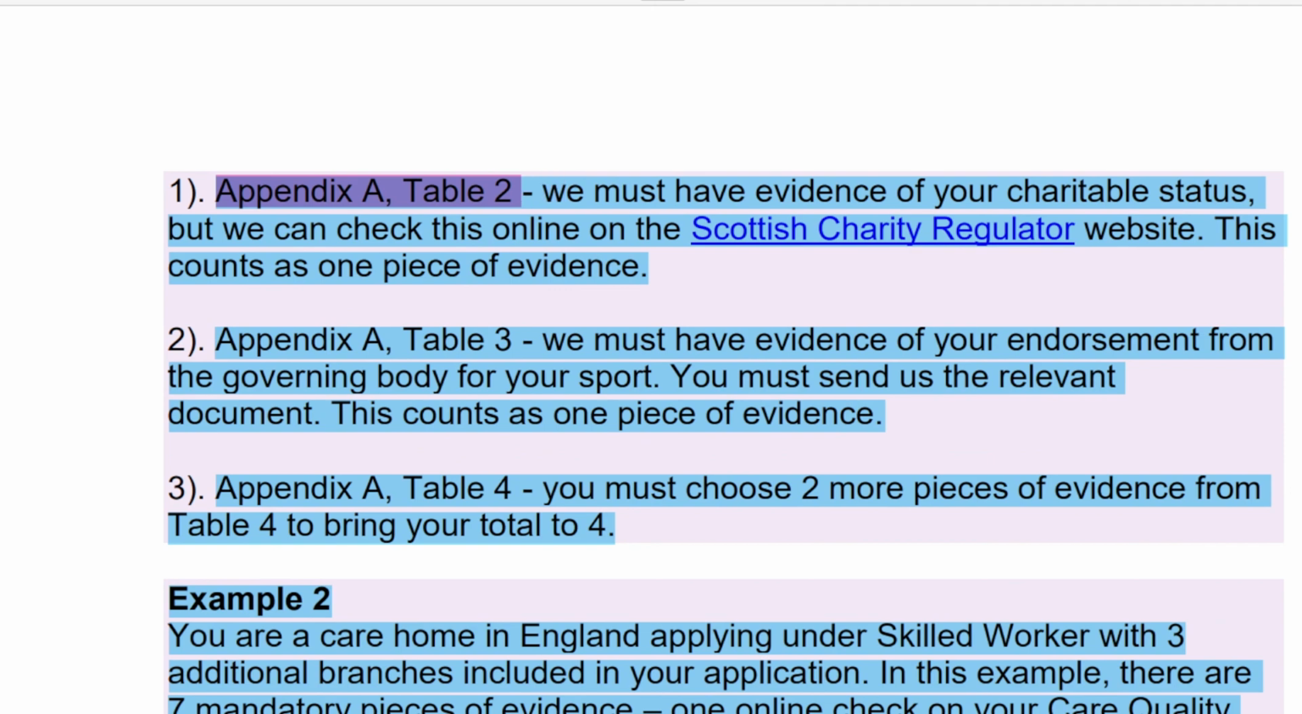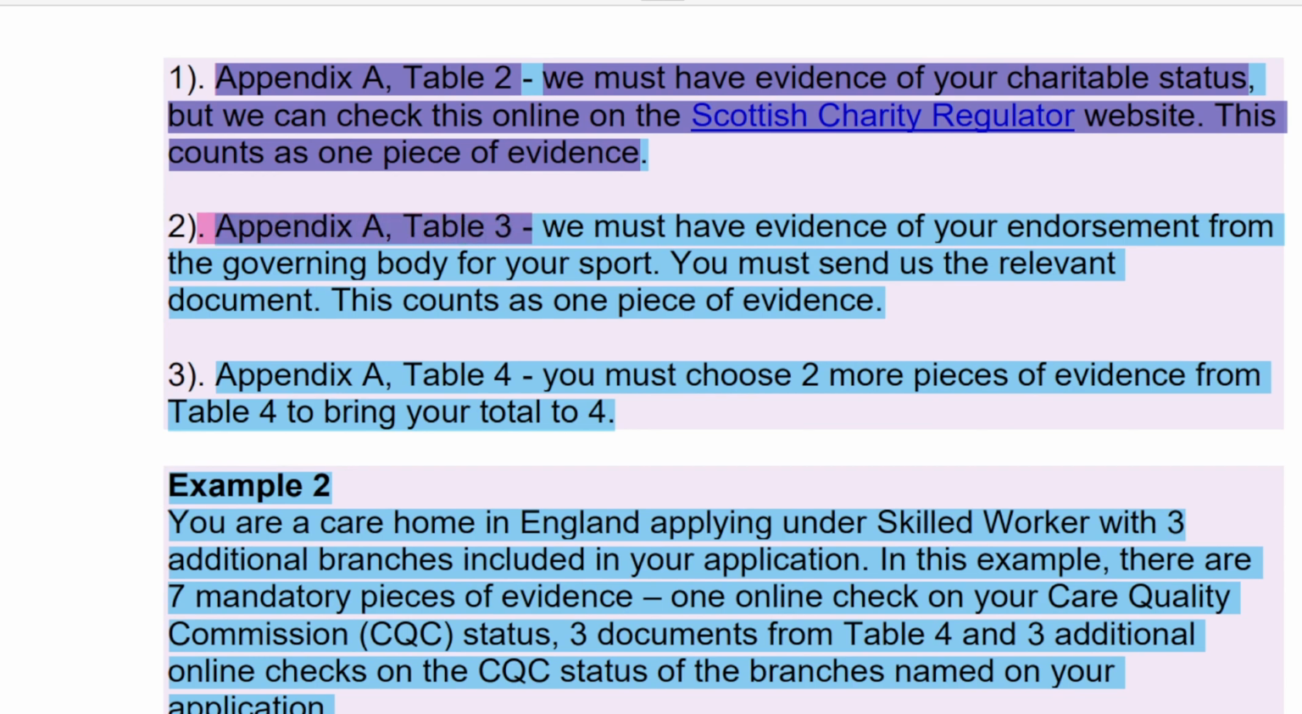Appendix A, Table 2, we must have evidence of your charitable status. But we can check this online on the Scottish Charity Regulator website. This counts as one piece of evidence.